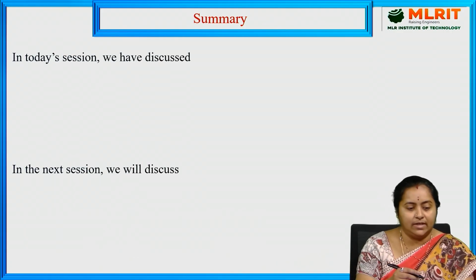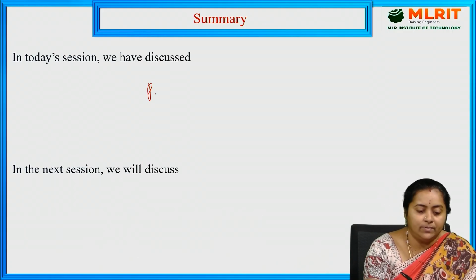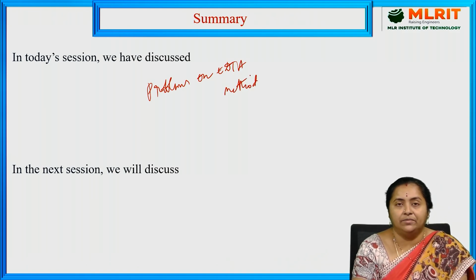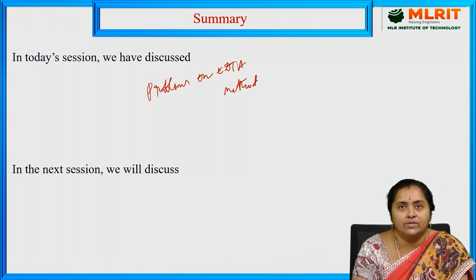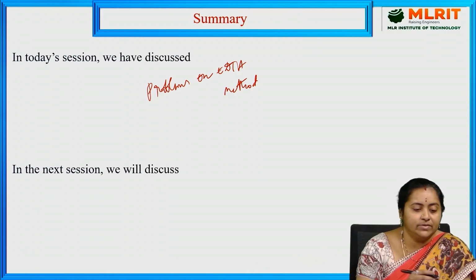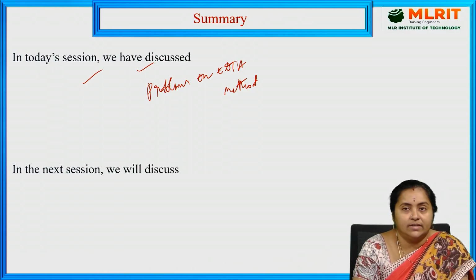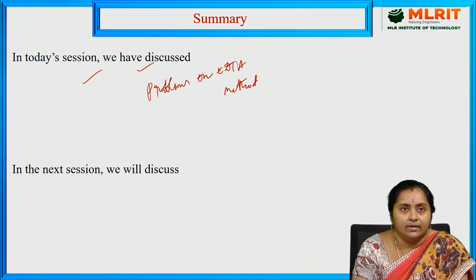So in today's class, what we have discussed so far is problems based on the EDTA method. Using the EDTA experimental method, if the titer values and volumes of water samples and volumes of EDTA consumed for each step are given in problem form, using that data we calculate the amount of hardness present in the supplied water sample in terms of temporary, permanent and total hardness.